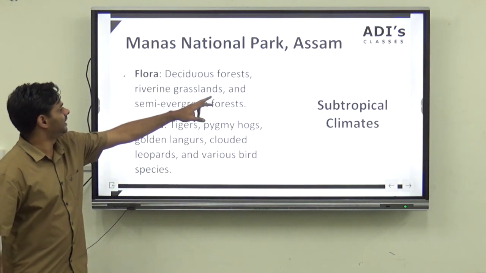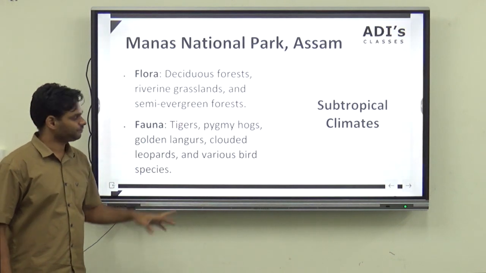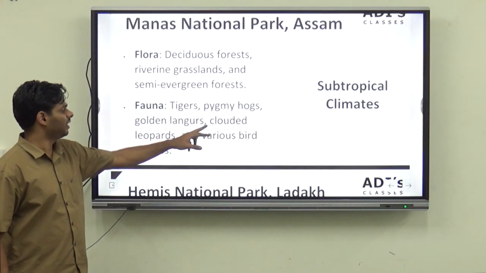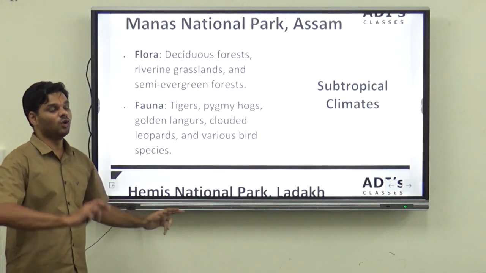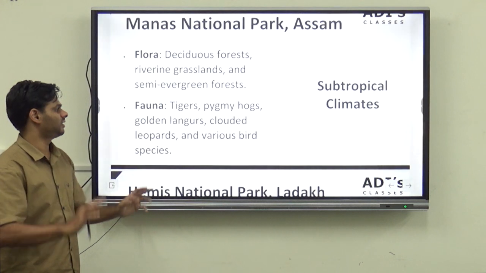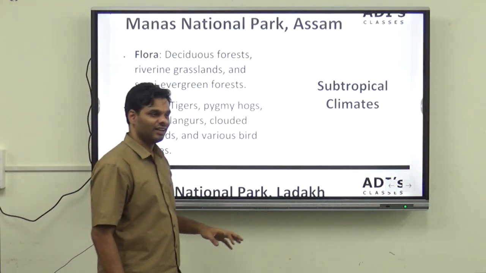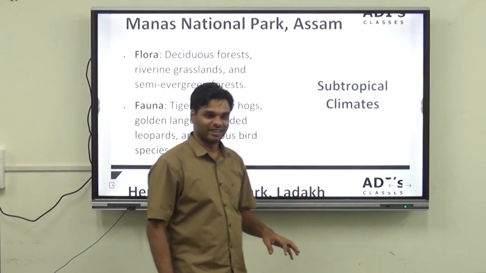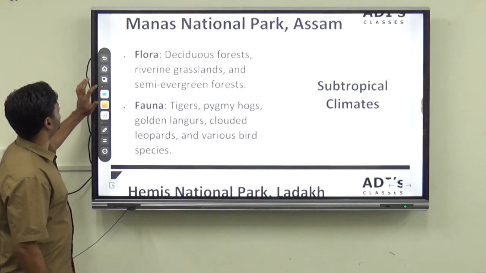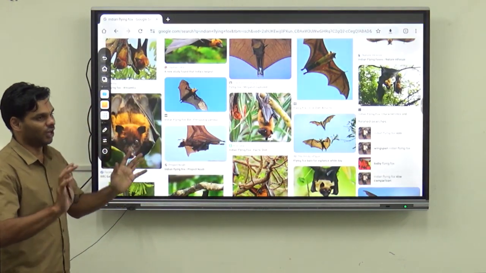So similar: deciduous forests, riverine grassland, and semi-evergreen forests. Tigers, pygmy hawks, golden langurs. Go Google how golden langurs look. Just the color of the coat changes. Clouded leopards. You know what clouded leopards are? Clouded leopards are something in between a jaguar, a leopard, and your normal leopard.